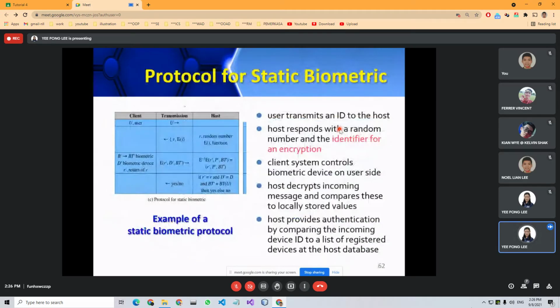protocol for static biometric. Again, look at the diagram in the previous slide. If you want to look at this table, also can, because it is showing the same thing. Is it that one using diagram, one using table?